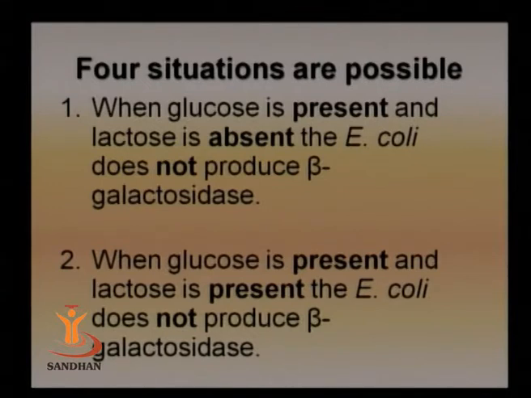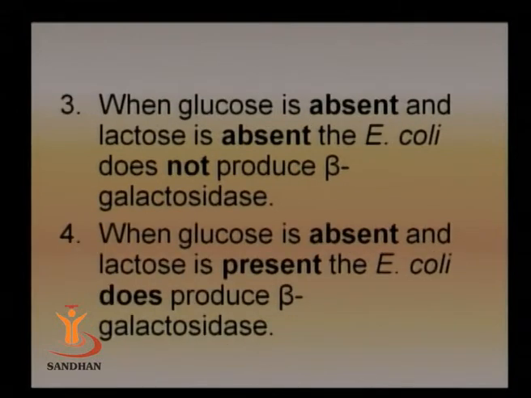That is the very first situation: when there is glucose, with or without lactose, this enzyme is never synthesized by the Lac Operon. At that time the Lac Operon remains switched off because it is never flooded by any extra enzymes, and the cell conserves energy that way. The second situation is when glucose is present and lactose is also present, still the E. coli will not produce the beta-galactosidase. In the third situation, when glucose is absent and lactose is absent, the cell does not produce it.